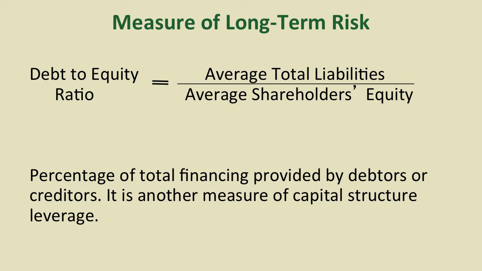Let's talk about long-term risk. Here, we're going to talk about three important ratios measuring long-term risk. First one, debt-to-equity ratio. It equals average total liabilities divided by average shareholders' equity. This ratio conveys two pieces of information to the outsiders. First of all, long-term risk. Apparently, the higher the total liabilities, the higher the debt-to-equity ratio, the larger the long-term risk. Secondly, it is a percentage of total financing provided by debtors or creditors. So it also measures the capital structure of this company.